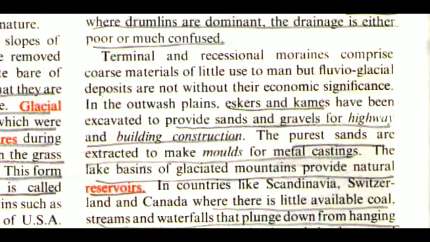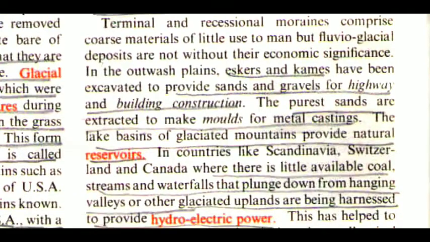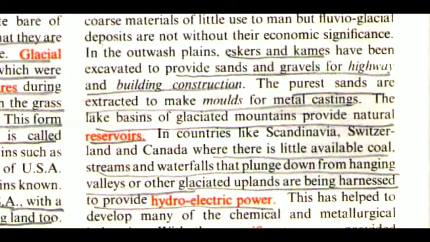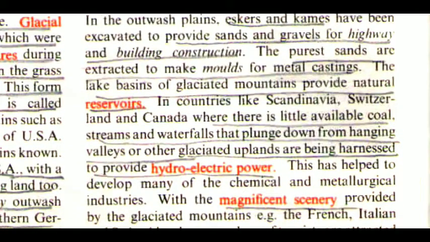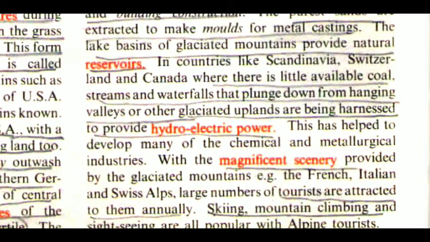Terminal and recessional moraines comprise coarse materials of little use to man, but fluvio-glacial deposits are not without their economic significance. In the outwash plains, eskers and kames have been excavated to provide sands and gravels for highway and building construction. The purest sands are extracted to make molds for metal castings. The lake basins of glaciated mountains provide natural reservoirs. In countries like Scandinavia, Switzerland and Canada, where there is little available coal, streams and waterfalls that plunge down from hanging valleys or other glaciated uplands are being harnessed to provide hydroelectric power.